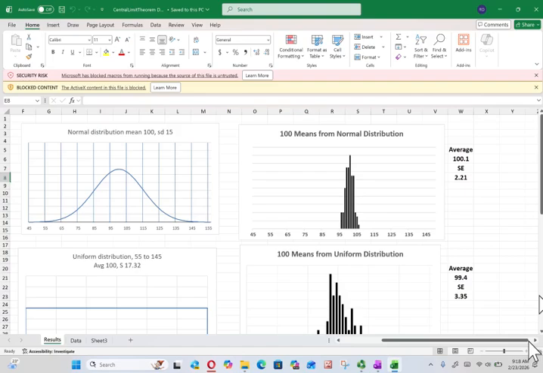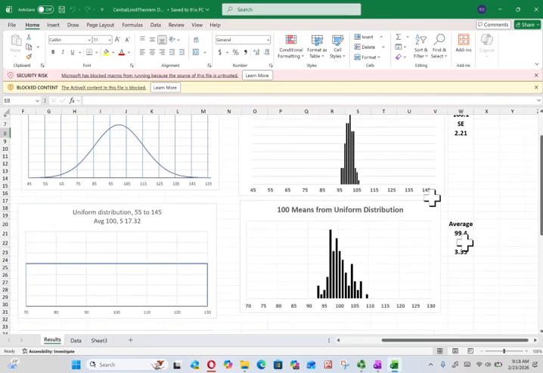The average of the averages is pretty much the population average. So the average of the sample averages estimates the population average, and it does it pretty well. For this one, we got 101, and the average from the population is 100. This one, the average from 100 samples is 99.4.